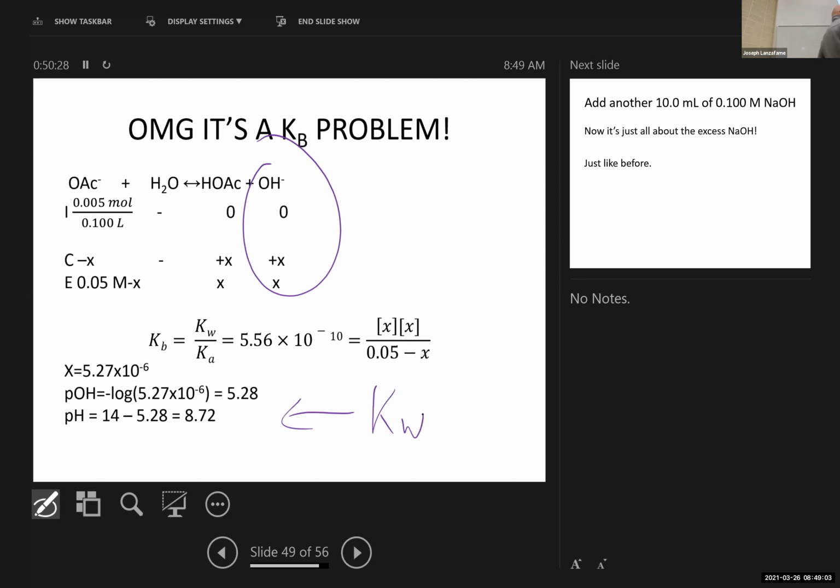Since I care about pH, the hydronium comes from good old Kw, or 14 minus the pOH, right, which in this case is a pH of 8.72. So again, the other big difference here between my strong-strong and my strong-weak titrations: the pH at the equivalence point is not 7.